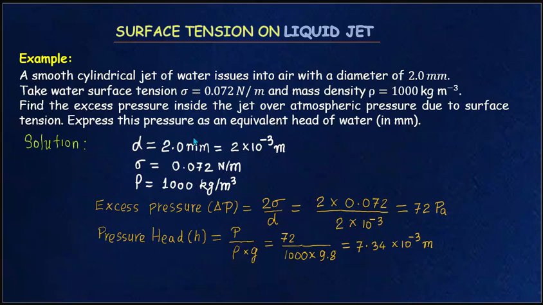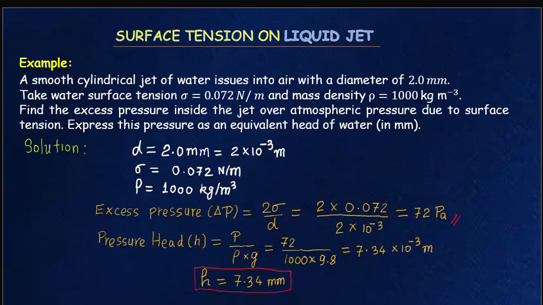So they are asking the pressure as an equivalent head of water in terms of mm. So in terms of mm, I can write down simply H equal to 7.34 mm. So this is the simple procedure you can adopt to find the value of excess pressure inside a liquid jet when we know the diameter of jet and the surface tension of the liquid of jet. Okay.